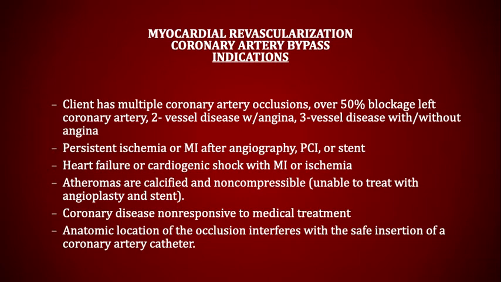Now, what determines if a patient's a candidate for bypass? Well, the client has multiple coronary artery occlusions with 50% or more blockage of the vessel. They have two vessel disease with angina and three vessel disease without angina, so that can make them a candidate. They can have persistent ischemia or MI even after angiography, PCI, or stent placements. They can have some heart failure or cardiogenic shock following an MI as well. They may have some atheromas or calcified or non-compressible arteries, and that's because the stent's not able to hold the arteries open. They can have coronary disease that's non-responsive to medical treatment.